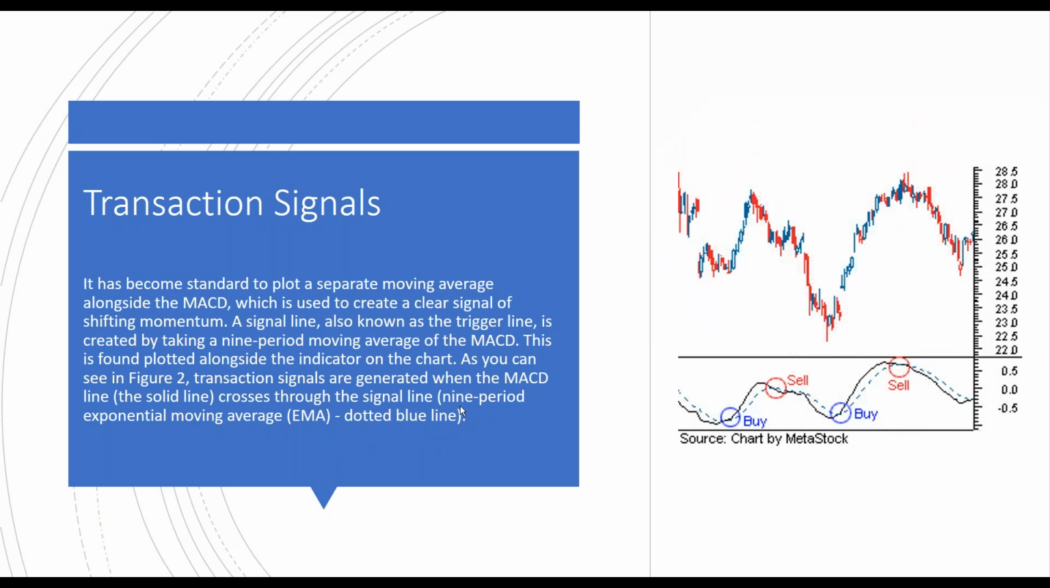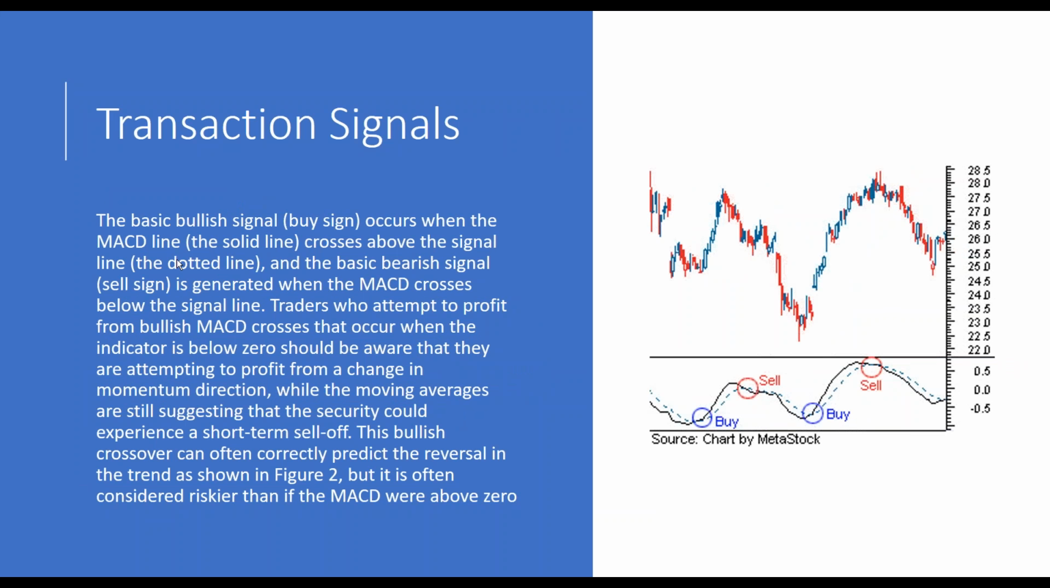Now, it has become standard to plot a separate moving average alongside the MACD, which is used to create a clear signal of shifting momentum. A signal line, also known as a trigger line, is created by taking the 9-day EMA of the MACD. Now, the MACD bullish signal or buy signal occurs when the MACD line, the solid line, crosses above the signal line. So when you have a crossover above, it's a buy signal. A crossover below is a sell signal.